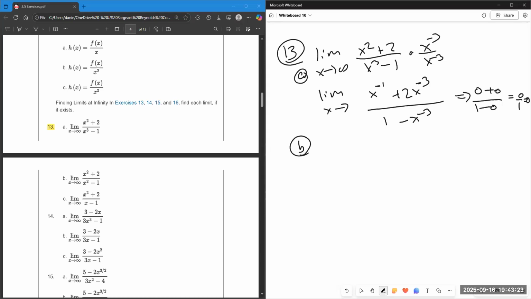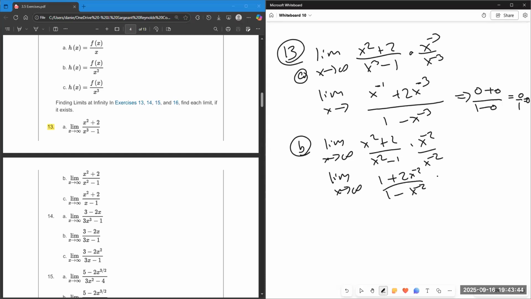For part B, we have the limit as x goes to infinity of x squared plus 2 over x squared minus 1, multiplied by x to the negative second over x to the negative second. The limit as x goes to infinity of 1 plus 2x to the negative second over 1 minus x to the negative second is 1 plus 0 over 1 minus 0, which is 1 over 1, which is 1.